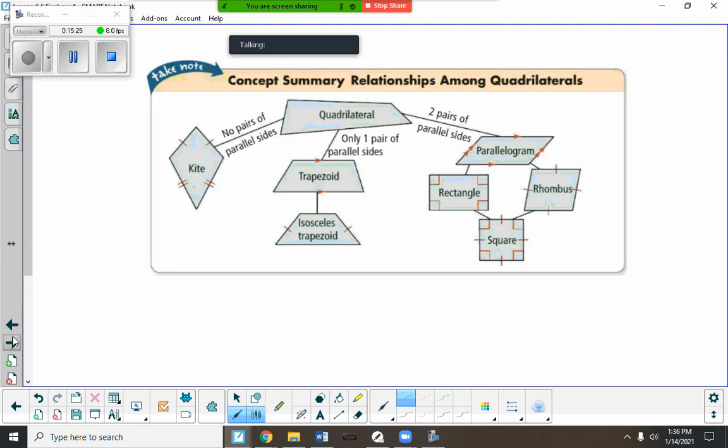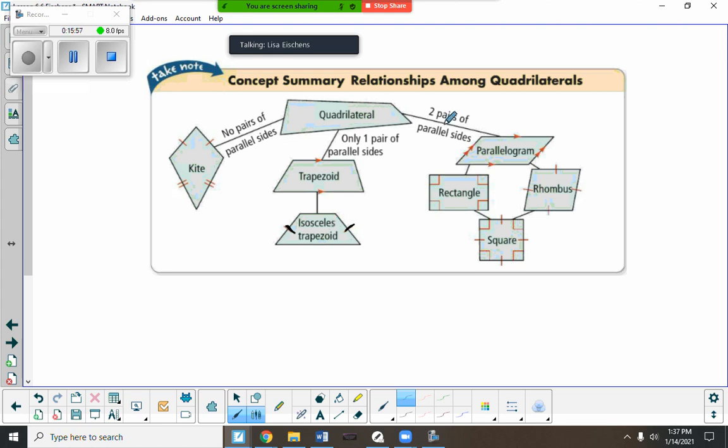All right, so just a summary here, guys. This chapter has been talking about quadrilaterals. Now, if you have a quadrilateral that has no pair of parallel sides, but you have two sets of consecutive sides that are congruent, it's a kite. If you have only one pair of parallel sides, it's a trapezoid. And when the legs are congruent, it's an isosceles trapezoid.